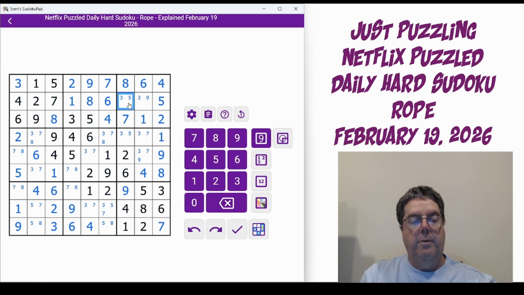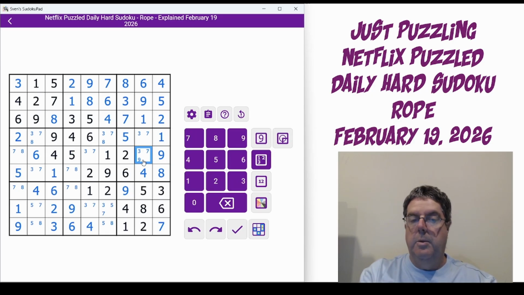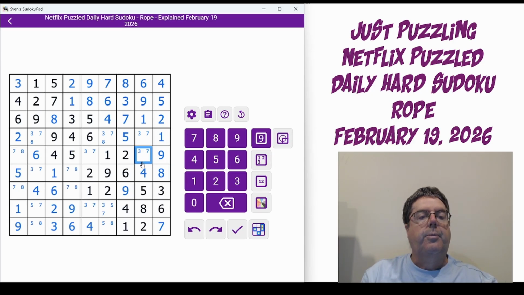This can't be a 5, so it must be a 3. And this can't be a 3, so it must be a 9. 3 comes down here, so this must be a 5 here. And then 9 comes down here, so that leaves me with a 3, 7 pair. 3, 7, 3, 7, so this has got to be an 8. This can't be an 8, so that's 3, 7.